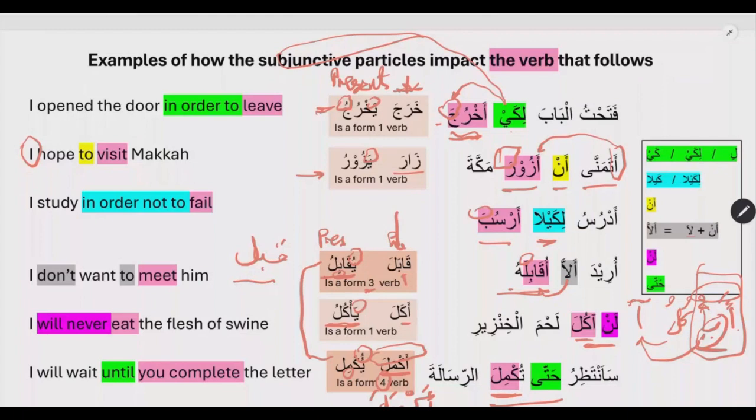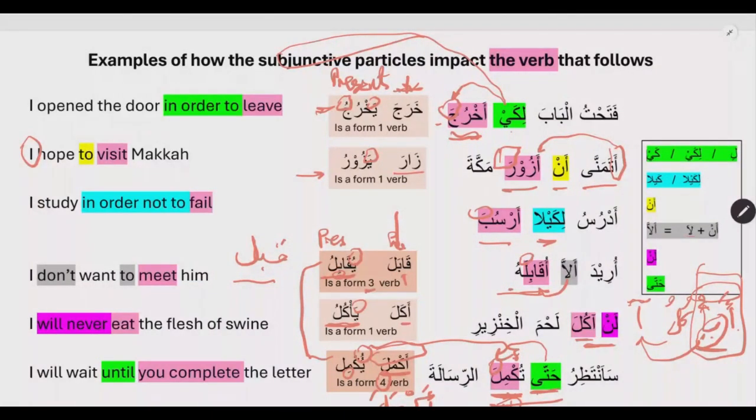So here if you look at tukmila, this is a fourth form verb because of these reasons. The ya here is a ta because you're saying until you complete, so you have to change it to tukmila. And then this is the indicator of the subjunctive after this particular article hatta.